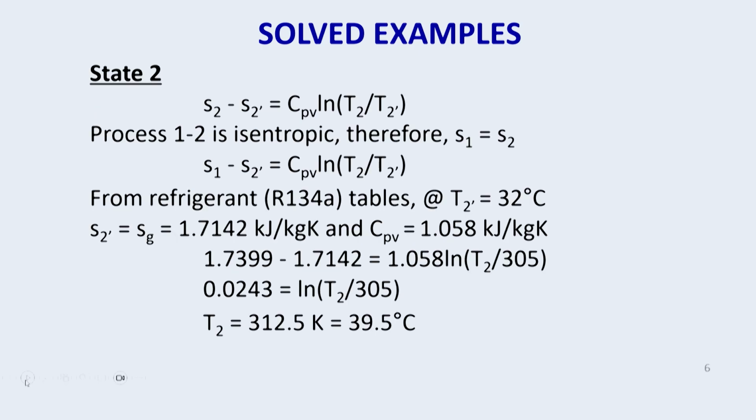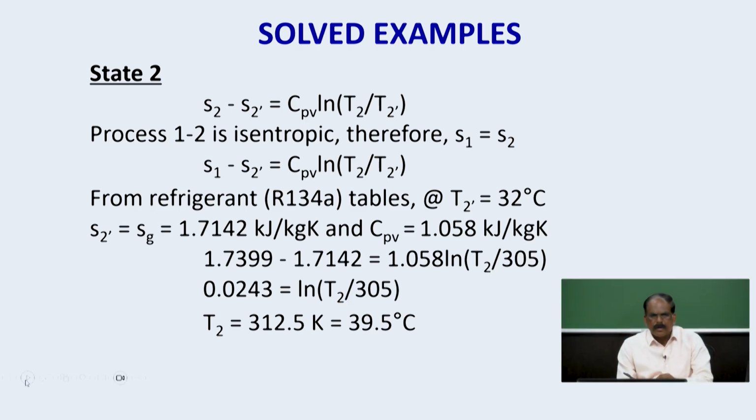Now let us move to state point 2. Again for this problem, we don't know the temperature of the refrigerant after the refrigerant is compressed. That is state point 2. T2 is unknown. So we need to find it out, like how we found it in one of the problems in the previous lecture. I will be using this relation: S2 minus S2 dash is equal to Cp of vapor into ln of T2 by T2 dash.